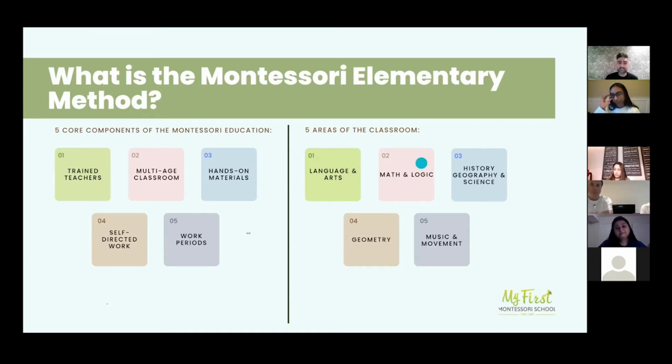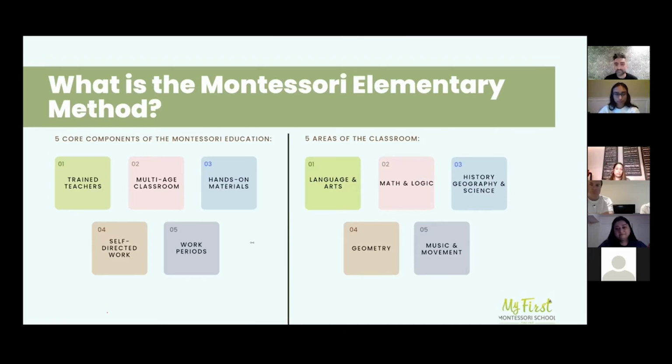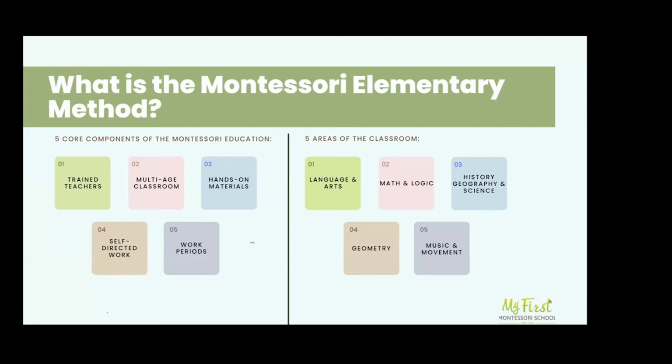And so from an elementary standpoint, the 5 areas of the classroom are language and arts, math and logic, history, geography and science, geometry, and music and movement. We've put 5 here because these are the 5 core areas of the Montessori classroom. Through our presentation, we like to call them 7, or maybe even 8, because we've added extra stuff, because we want to marry up to the Ontario provincial curriculum, and we want to exceed that.